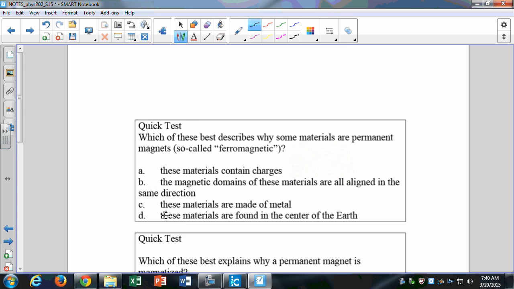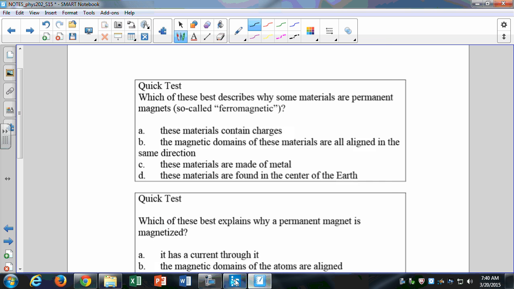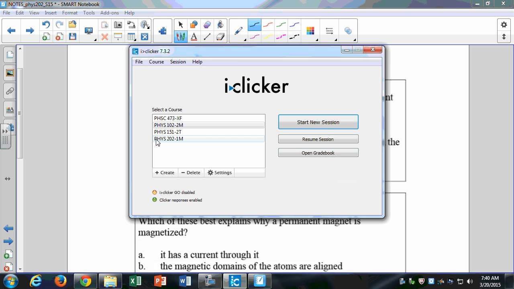All right, let's try these. Look for questions. You'll see some basic multiple choice questions just about magnets and how they function.